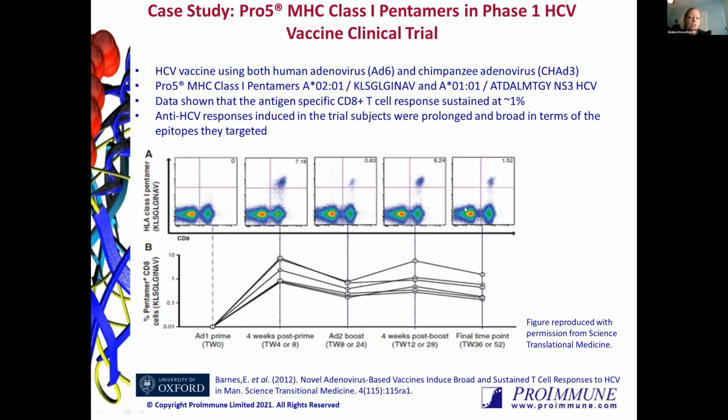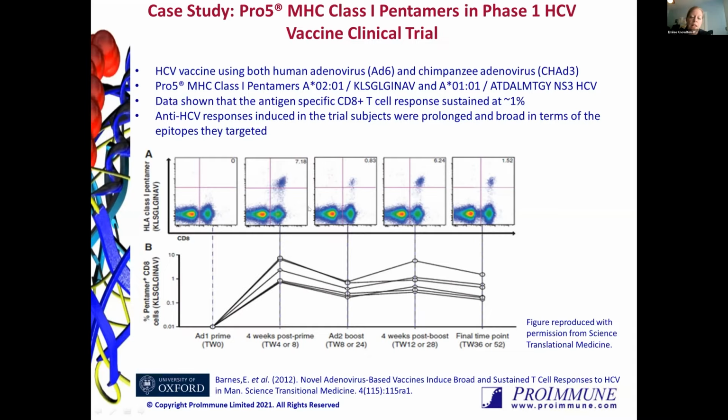And their vaccine strategy focuses on parts of the viruses that are less likely to mutate. And they had selected HCV epitopes that had been characterized from individuals who had spontaneously cleared the infection. And that focused on this A0201 restricted sequence, KLS, as well as this 0101 restricted sequence, ATD. And following the vaccination, they tracked these antigen-specific CD8 T cells using the pentamers.